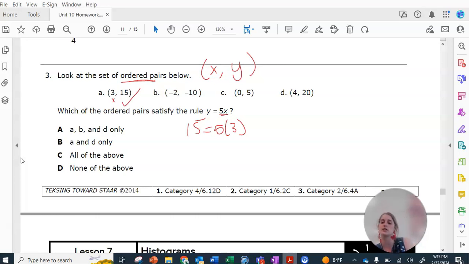If it's false, it does not satisfy the equation. So you're going through the other 3 to figure out, is it true? Or is it not going to work with that times 5 rule? And then you pick your answer. We're done with our homework.